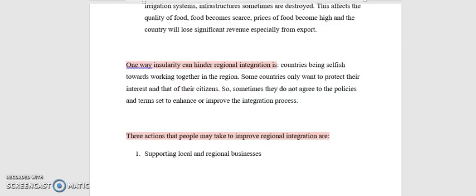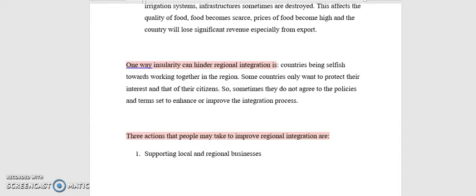So they do not agree to the policies and terms set by different bodies to enhance or improve the integration process. For example, CARICOM states that they want to promote cooperation in the region. So if one country exports patties, for example, to another country in the region, that means they are cooperating.